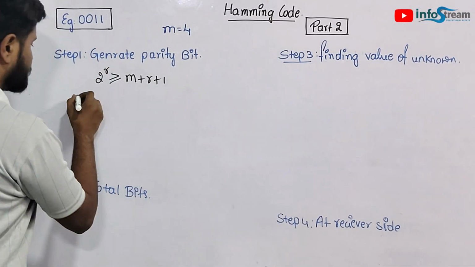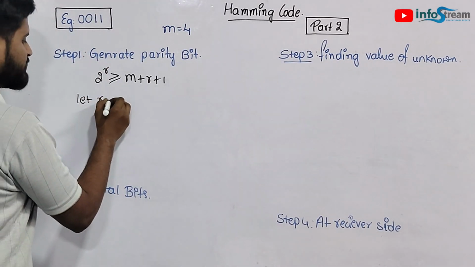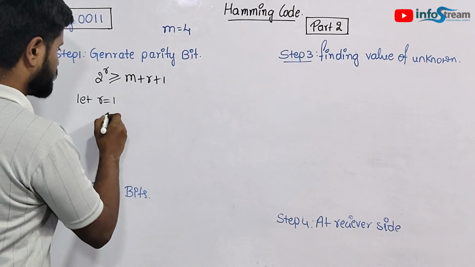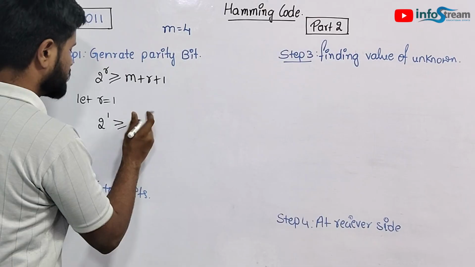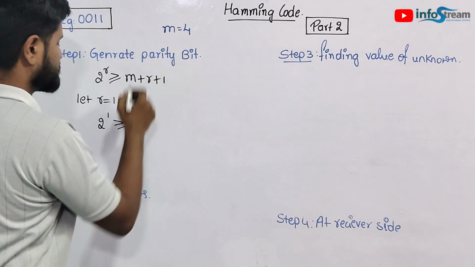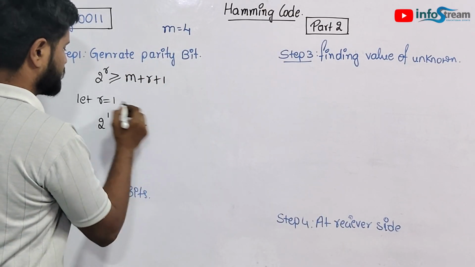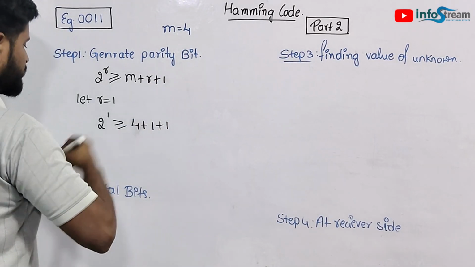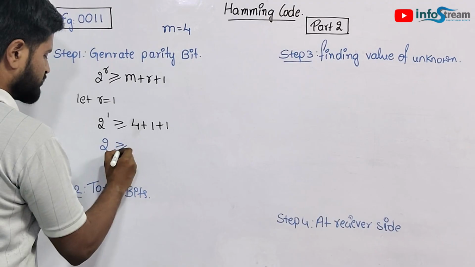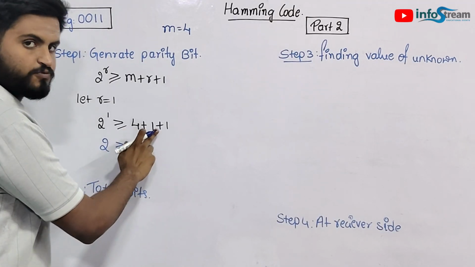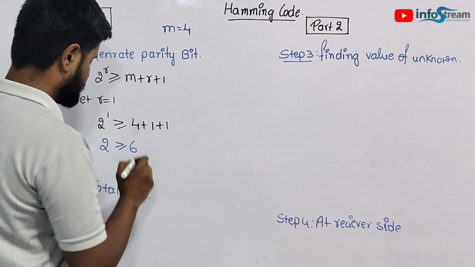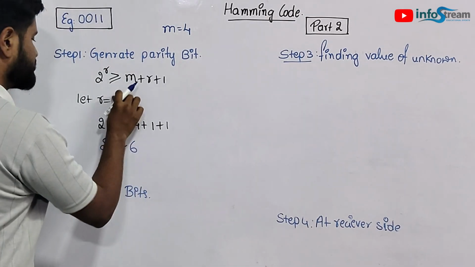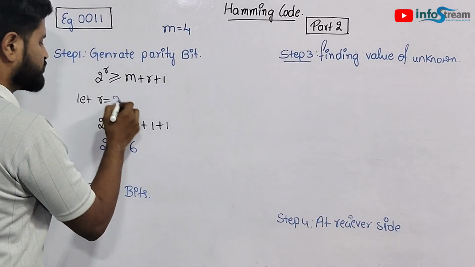So let's take the first condition. Let r value be equal to 1. If I put r equal to 1, 2 power 1 must be greater than or equal to m plus r plus 1. M value is 4, plus r value 1, plus 1. Now 2 power 1 is 2, greater than or equal to 4 plus 1 is 5, 5 plus 1 is 6. Is 2 greater than or equal to 6? No. So I will be changing the value of r from 1 to 2.